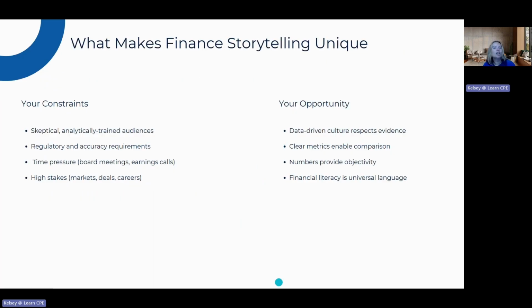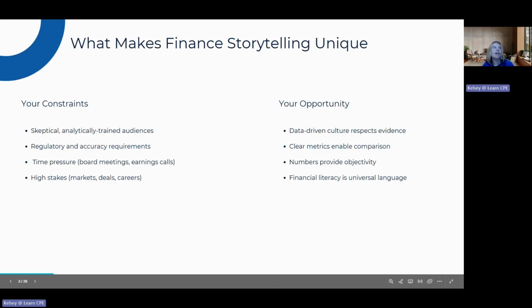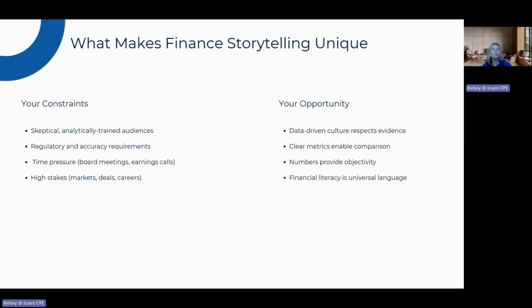So, what makes finance storytelling unique? We really face four key constraints. So, your audience is always going to be skeptical and analytically trained. When you're in finance, you are trained to question every assumption, right? We want to make sure everything ties out. We want to make sure that every little piece of data coming in makes sense, which we'll also talk about can be an opportunity.